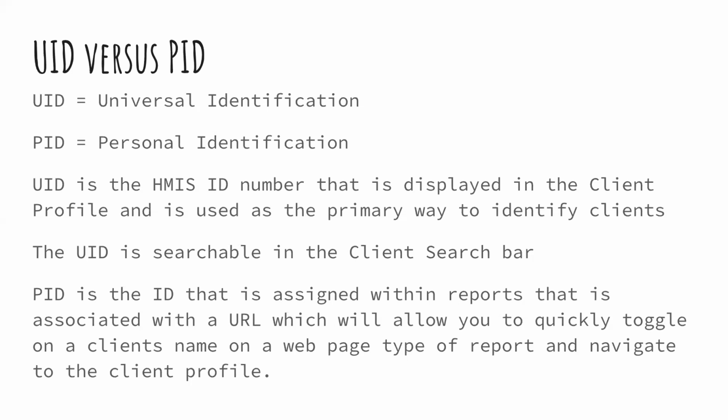The report itself has its own ID number, so that's assigned. When you're doing an interactive report and you click on it, it'll bring you straight to the link of the client. That's the PID. But the UID is what's on the client profile. That's what's underneath their picture, if there is a picture. That's the one you want to send out in emails when you're referring to the client. No initials, no last names, no social security numbers, anything like that. Just the UID is sufficient.